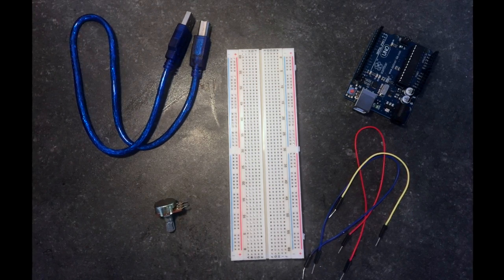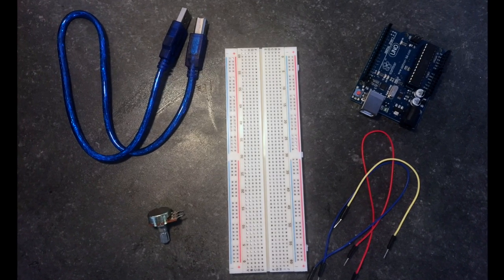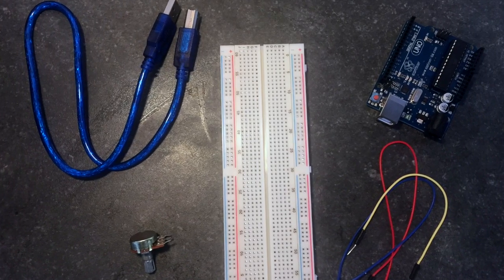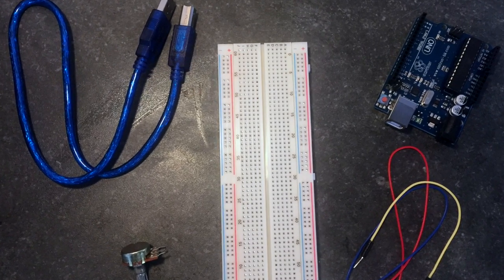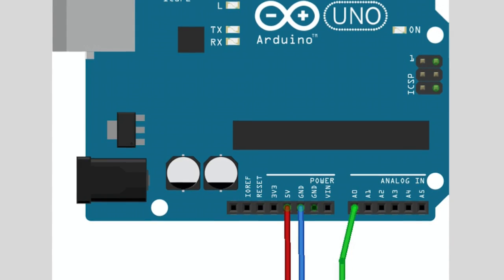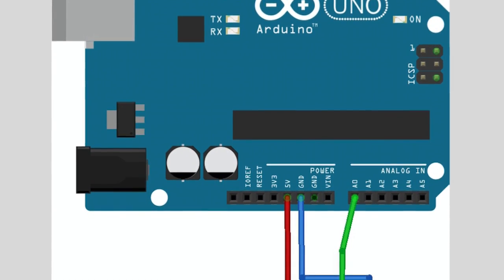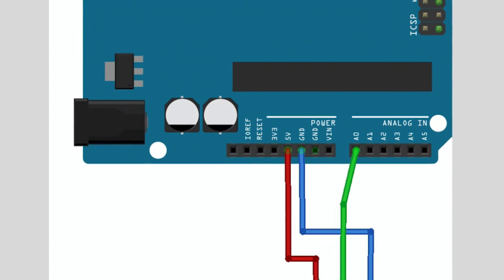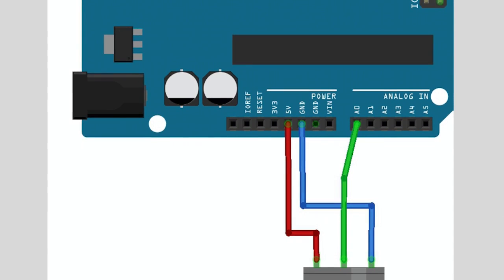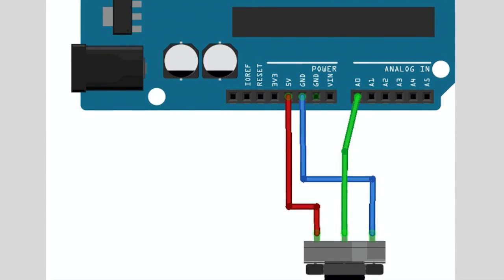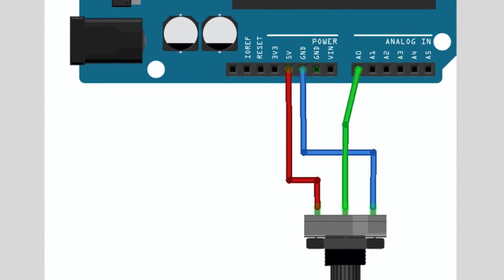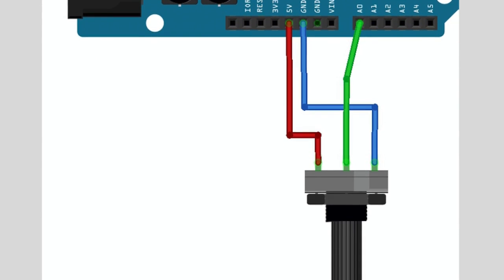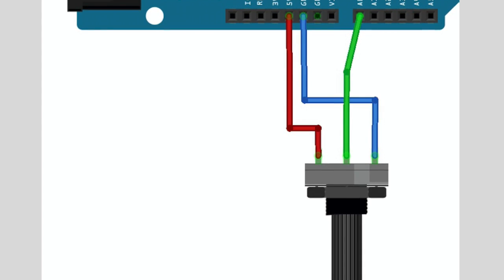The components needed to build this project are an Arduino board, a breadboard, 3 wires, and a potentiometer. This is a diagram created in Fritzing displaying the wiring of the project. First we have the blue wires connected to ground in power. Then we have the green middle wires connected to analog in A0. Then we have the last red wire which is connected to 5V in power.